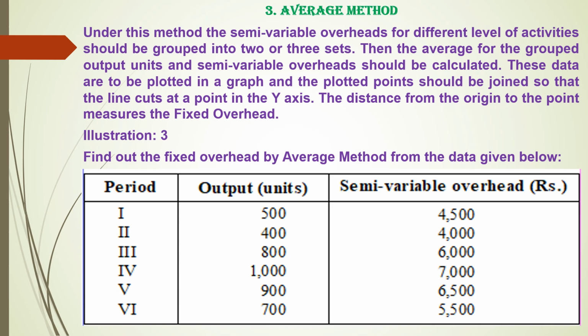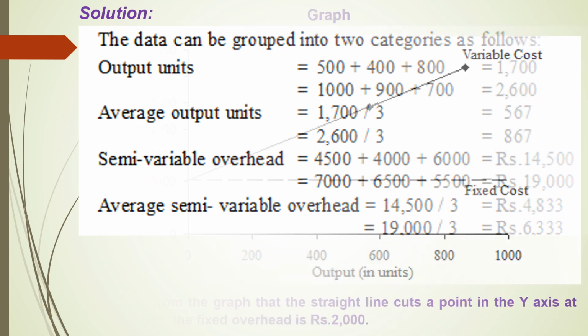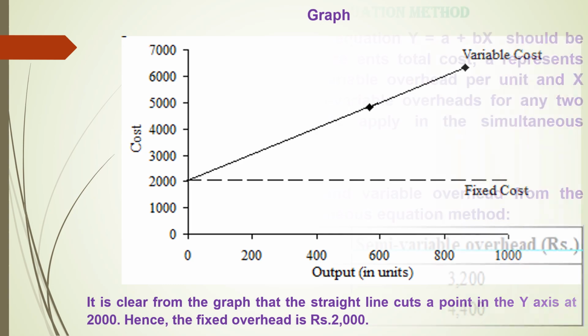Illustration 3. Find out the fixed overhead by average method from the data given below. Solution. The data can be grouped into 2 categories as follows. Graph is presented here. It is clear from the graph that the straight line cuts a point on the y-axis at 2000. Hence, the fixed overhead is 2000 rupees.